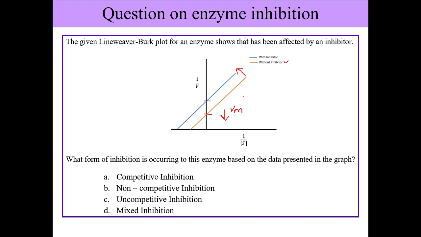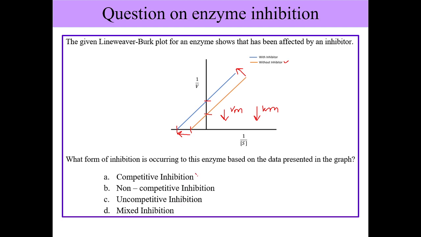Besides that, this is your minus 1 by Km, and this is minus 1 by Km after adding the inhibitor. Since this is increasing in the negative axis, we can say that Km is also decreasing.